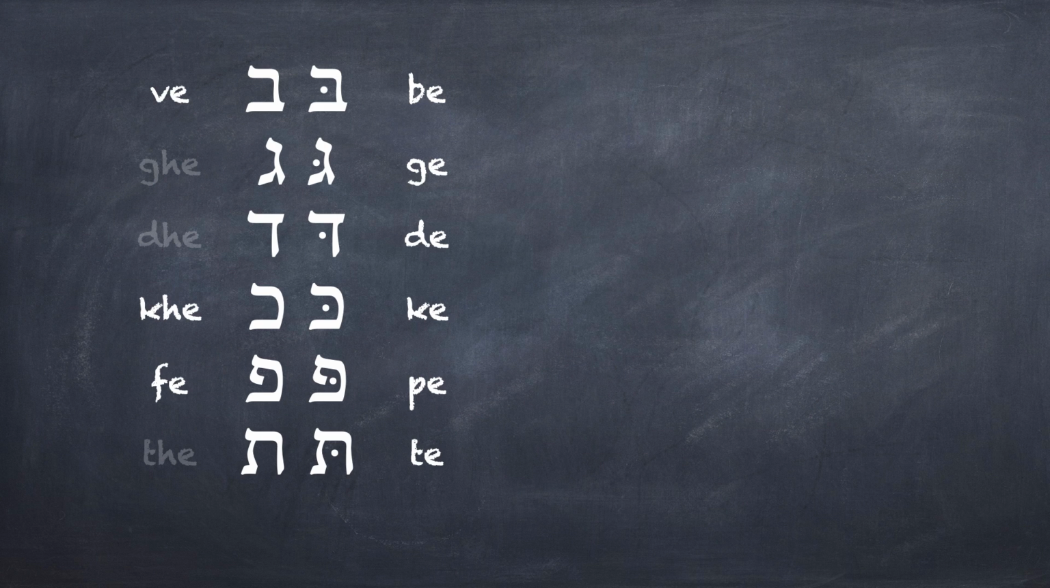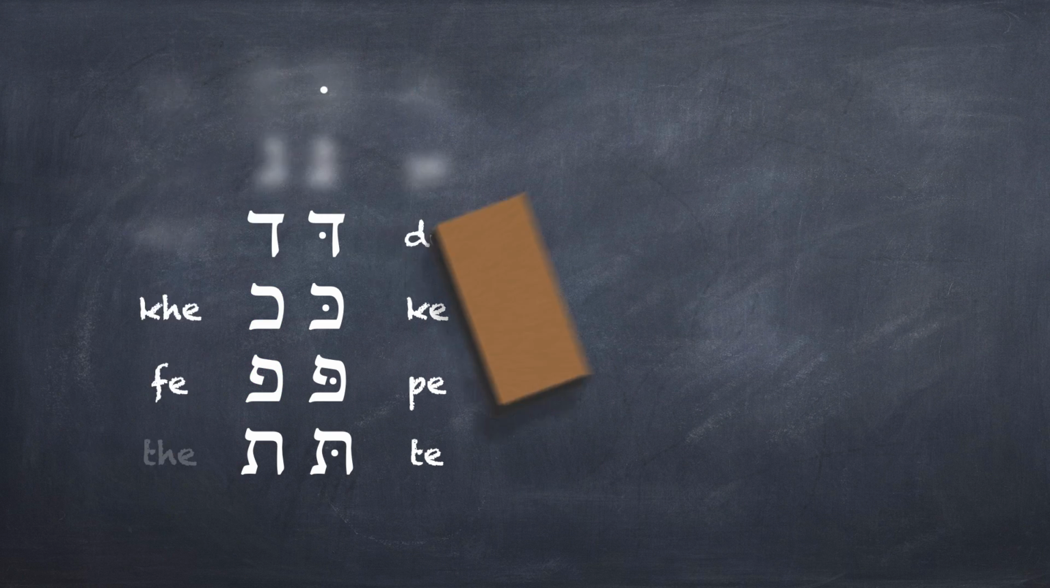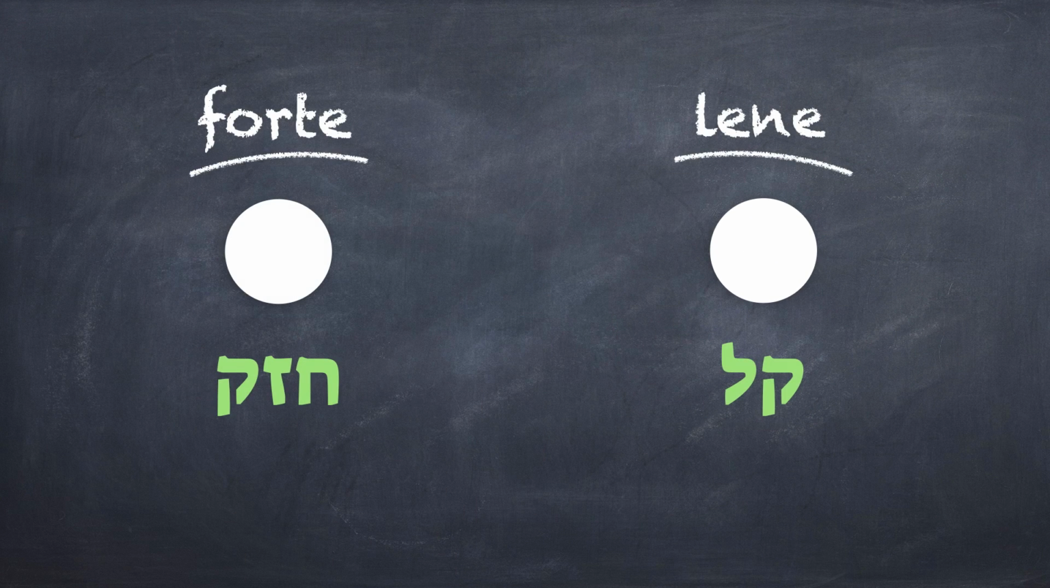Just know that in any of these six letters, if you see the dagesh, they get the plosive version. And if you see a bet, kaf, or pei without the dagesh, they're pronounced with the spirant version. Ve, che, fe. So those are our two dageshim, the dagesh chazak or forte, and the dagesh kal or lena.